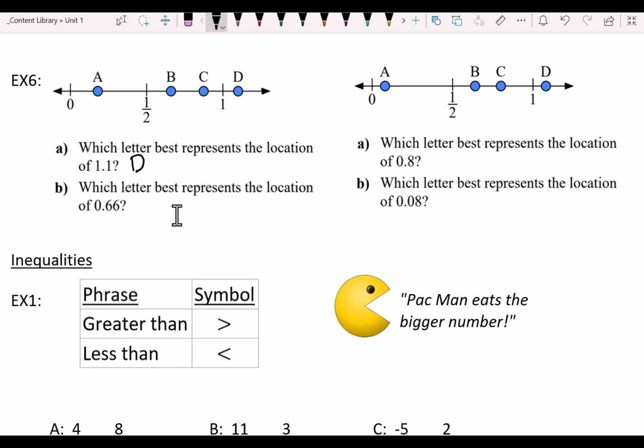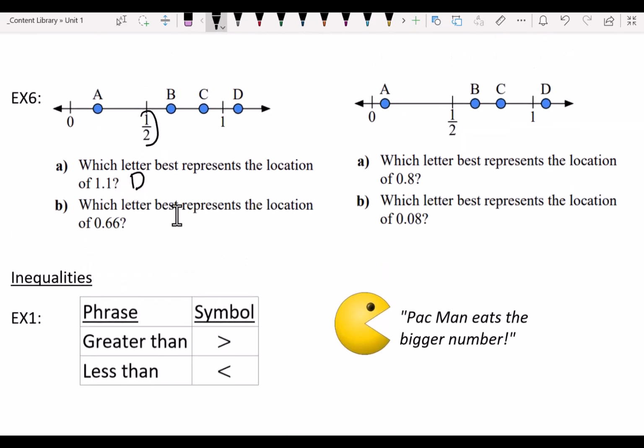Which letter best represents the location of 0.66? So 1/2 right here is the same as 0.5. So then if we have to go a little bit past that to get to 0.6, that's going to be B right there. So that point will represent 0.66. If you're thinking, well, what about C? Well, halfway between 0.5 and 1, that would be 0.75. So C would be a little bit more than that, which we don't want. We want to stay at 0.66.